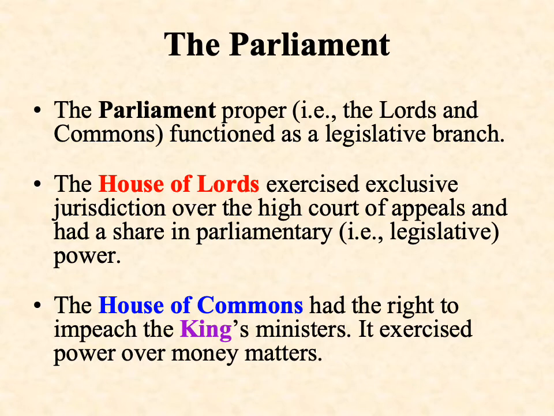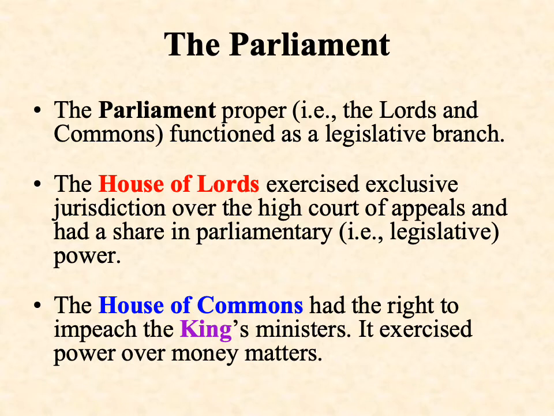So, I mean, first of all, right, three branches. We're talking about a legislative branch, which basically comprises, in this case, the Parliament, particularly as represented by the House of Commons, but also to some extent the Lords. The House of Lords, which came to constitute the judicial branch, exercised exclusive jurisdiction over the High Court of Appeals, even while having a share in parliamentary or legislative power. And then finally, the King, who effectively comprised the executive branch. But the thing that people really liked is that they actually had, to some degree, authority with respect to one another, right?